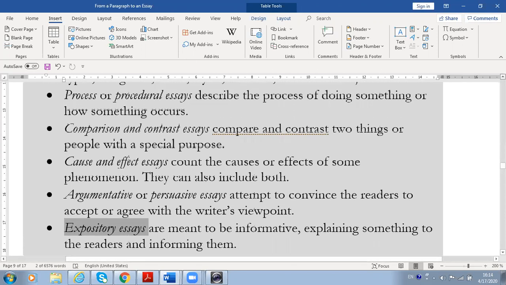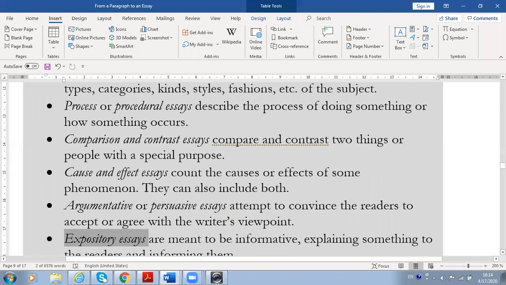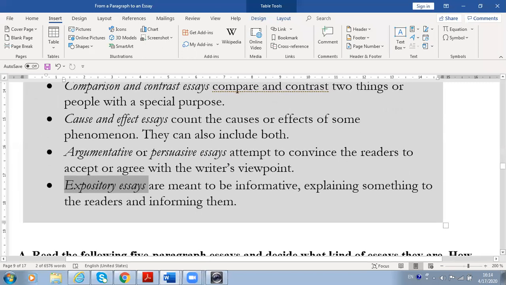So these are all different kinds of essays: narrative, descriptive, enumerative or classification, process, procedure. Then we have comparison and contrast, cause and effect, argumentative, and expository. Any questions so far? No? Everything is fine?